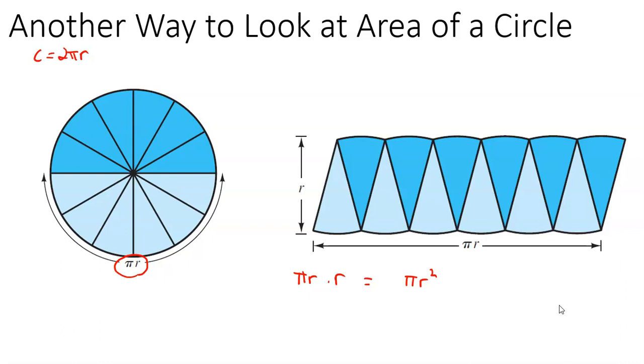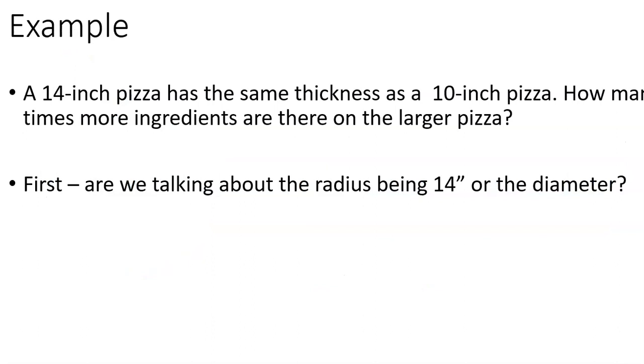Okay, and you can do these with physical models too, right? Take things and cut them apart. So here's my question. I've got two pizzas. A 14-inch pizza has the same thickness as a 10-inch pizza. How many times more ingredients are there on the larger pizza?